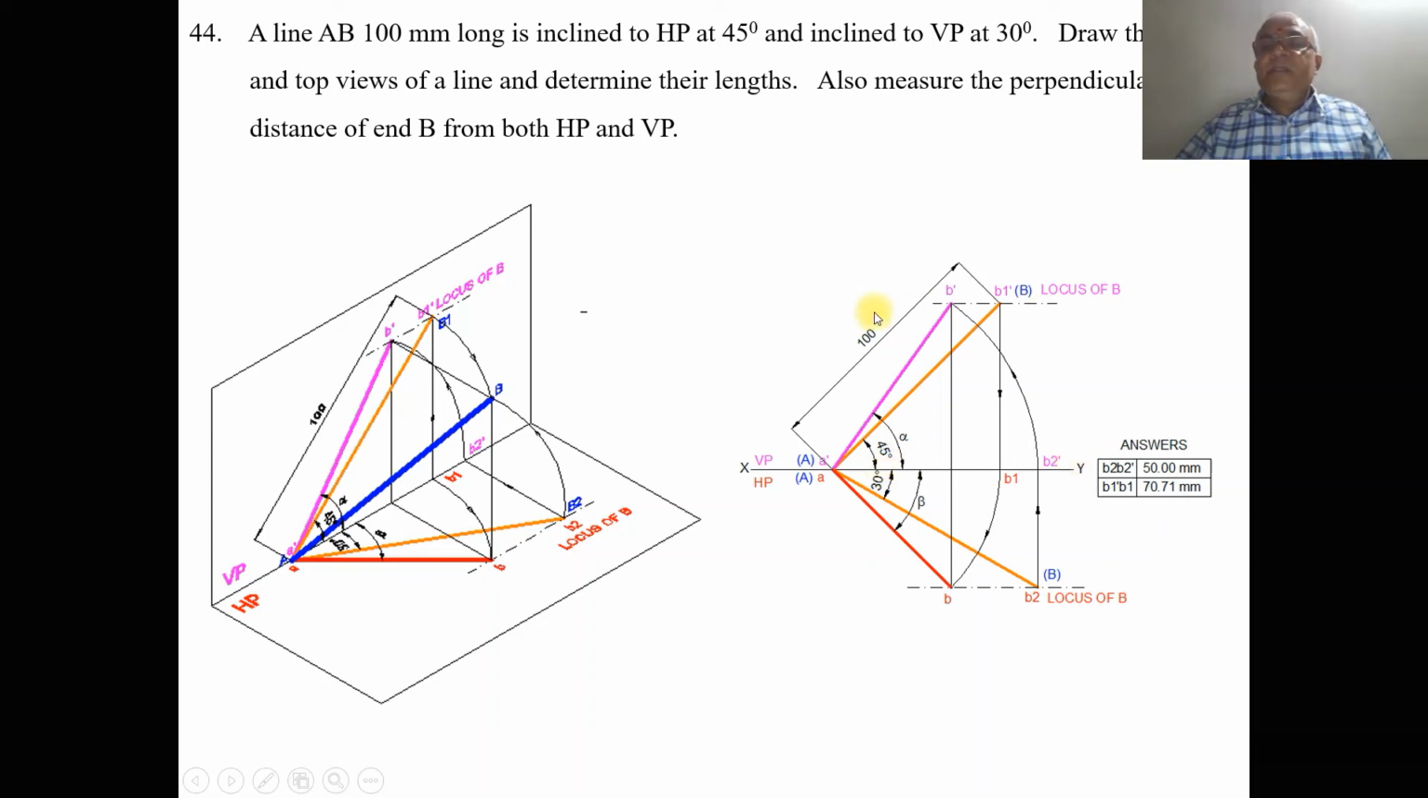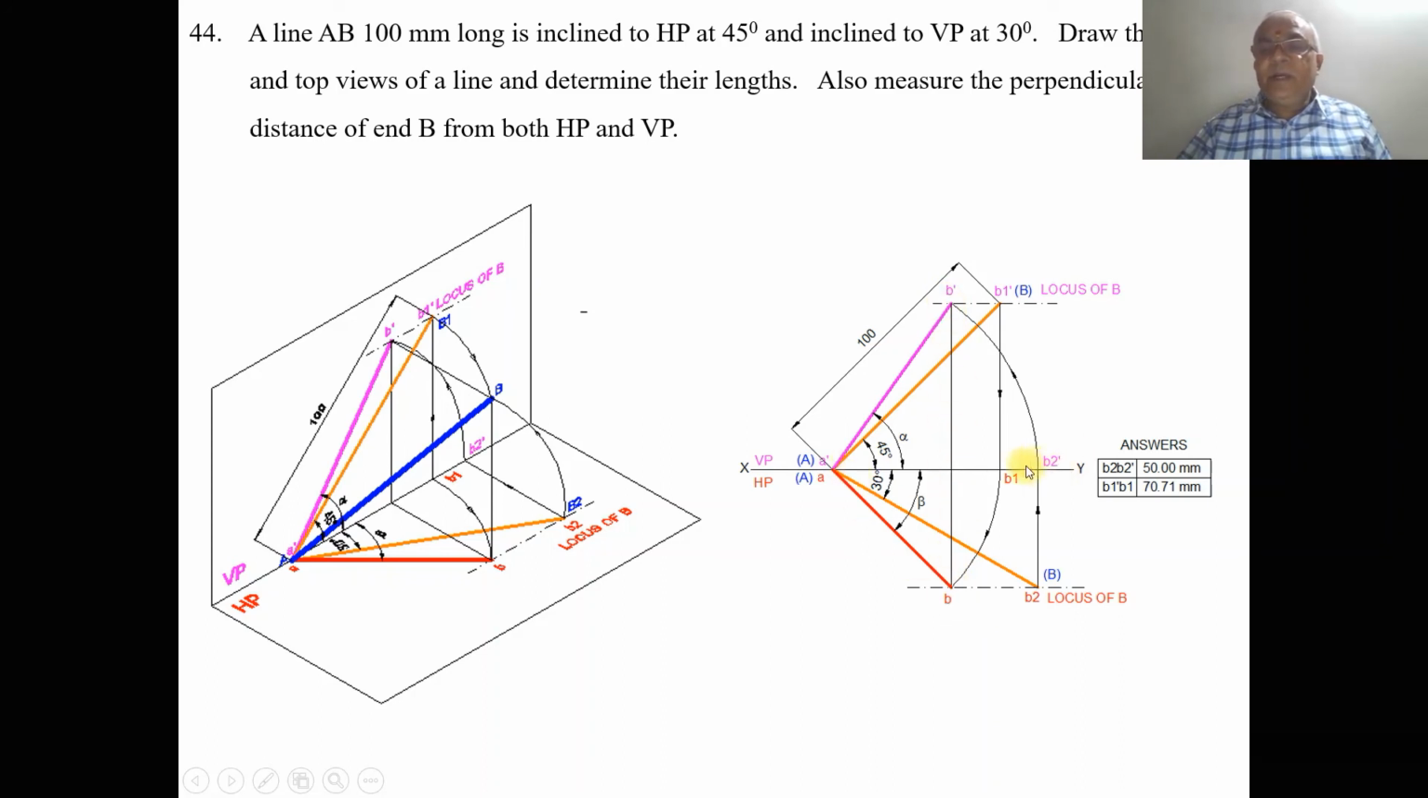Then the locus of B in the front view is above the XY line by this distance. So with A dash as center, taking the radius A dash B2 dash, draw an arc such that it cuts the locus of B in the front view here. Then mark this point as B dash. Then join A dash B dash with a dark line. Then join B dash and B; both should lie on the same line.